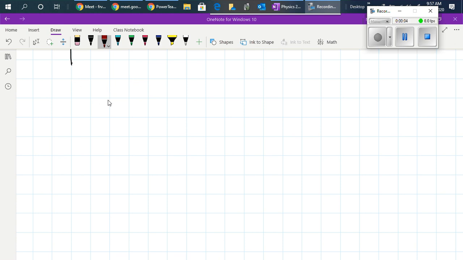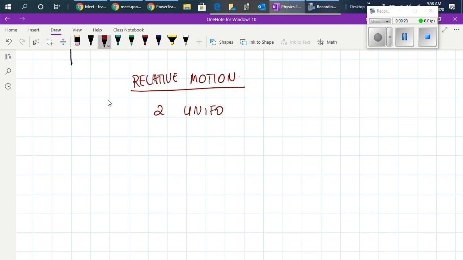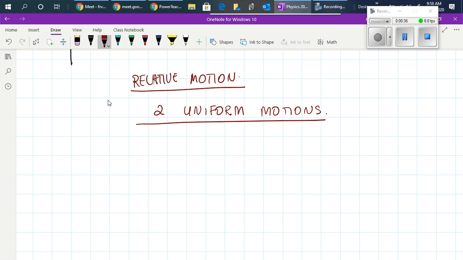So this is a summary of the relative motion. When we talk about relative motion, what we have in mind is that relative motion is a combination of two uniform motions, independent uniform motions. One uniform motion is affected by another uniform motion, but those two are independent of each other.